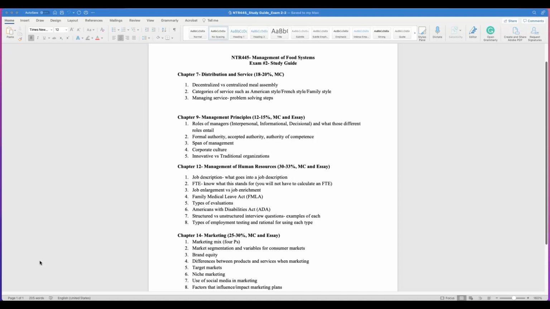Categories of service, you'll need to be familiar with the different categories, including American style, French style, and family, but don't forget about self-service, counter, the other ones that I think are on the third slide, maybe second slide in that slide deck that talks about the different types of service that can be provided, tableside and the like. Okay, just be familiar with those.